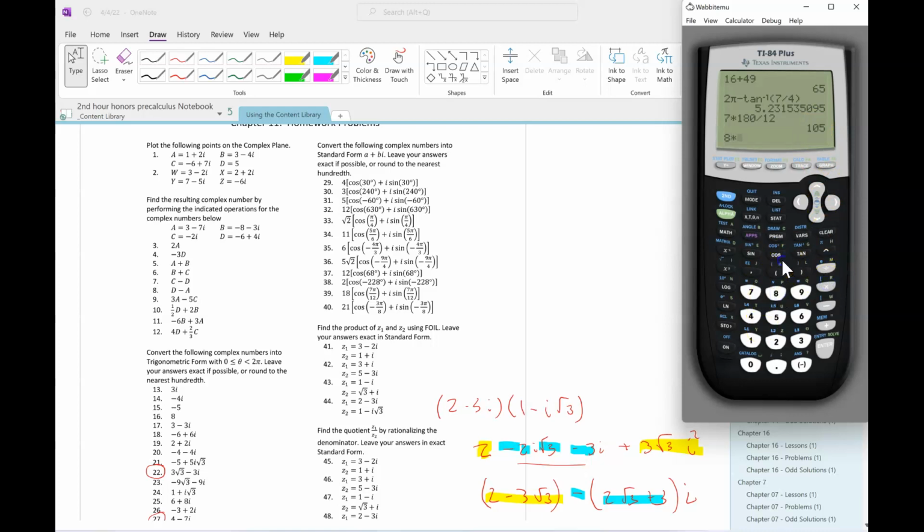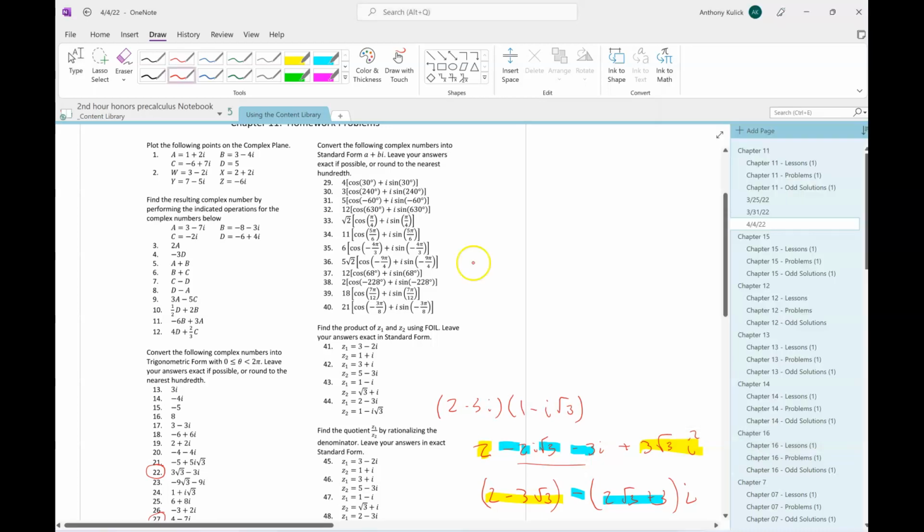So 8 times cosine 7 pi over 12. I know my calculator is still in radian mode because I just put it in there a moment ago. So there's my A. And there's my B. Oops. That would be if I typed sine instead of cosine. There we go. So a negative 2.07 plus 7.73 i.